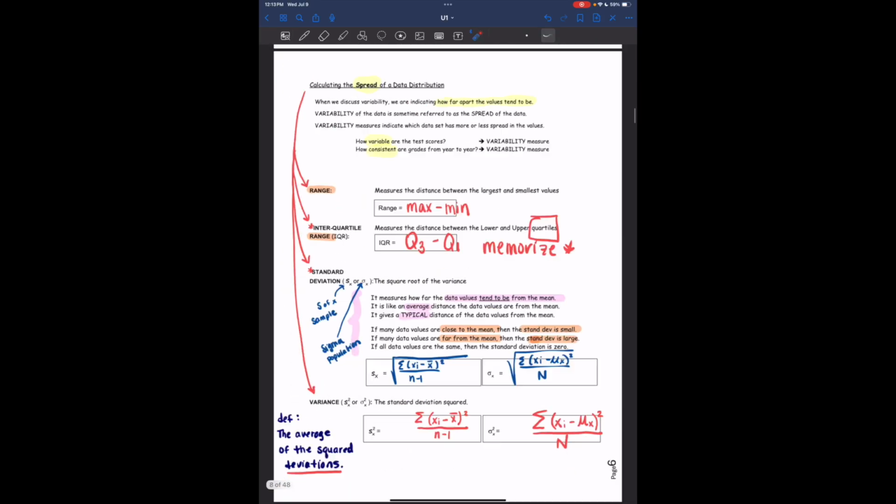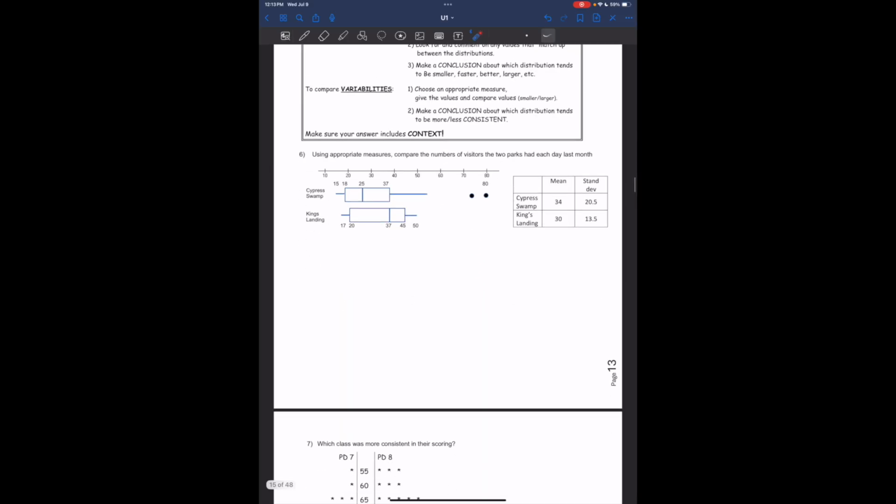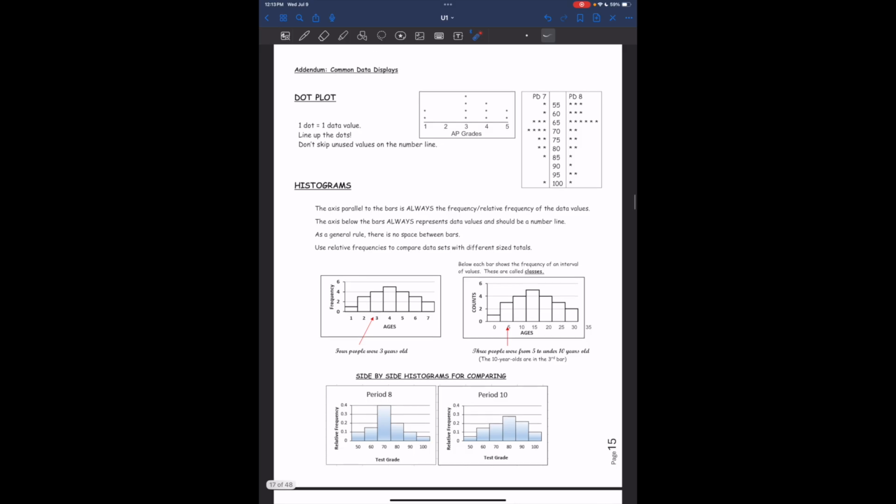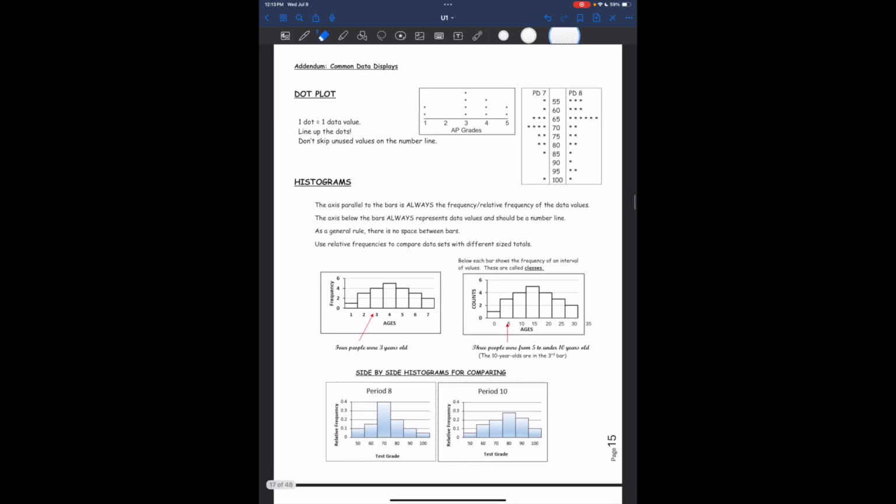So, bring your highlighter and go all the way down to the very back. Jeez Louise, don't get motion sick. Okay, here we are. Yay, we have arrived.